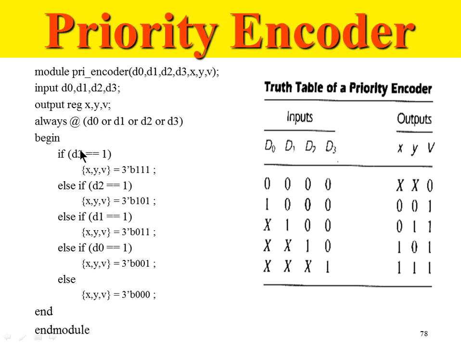Else if D3 is 0 and D2 is equal to 1, outputs will be 101. X equal to 1, Y equal to 0, V equal to 1. Else if D1 is equal to 1, outputs will be 0, 1, 1. So it will follow this truth table. Else, since all inputs are 0, output will be 0, 0, 0. Don't care means we can have a 0 here in the outputs, 3'b000. End the always block, end module. So we have written this Verilog code for the priority encoder truth table given to us. This is how priority encoders work.